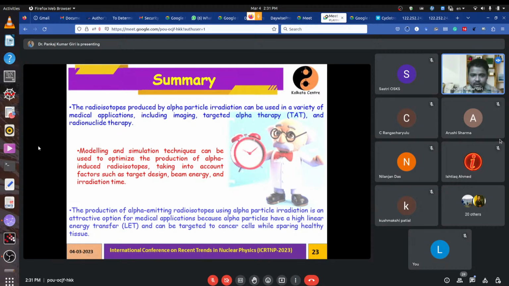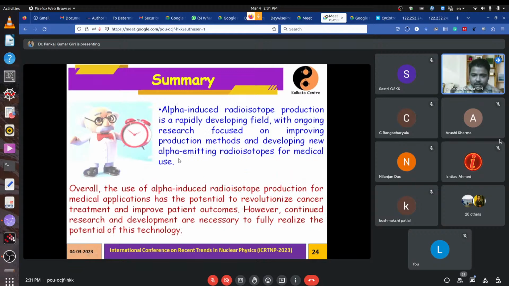The production of alpha-emitting radioisotopes using alpha particle irradiation is an attractive option for medical application. Alpha-induced radioisotope production is a rapidly developing field with ongoing research focused on improving the production methods. Overall, the use of alpha-induced radioisotope production for medical application has the potential to revolutionize cancer treatment and improve patient outcomes. However, continued research and development are necessary.